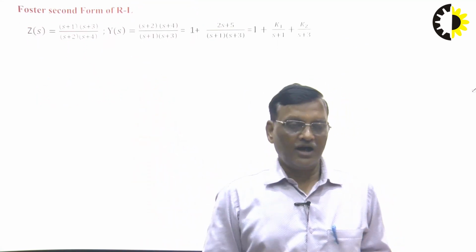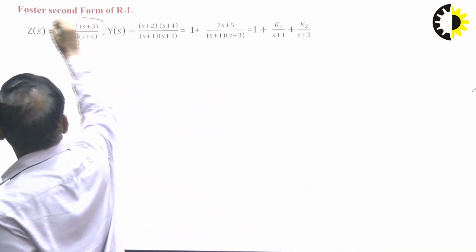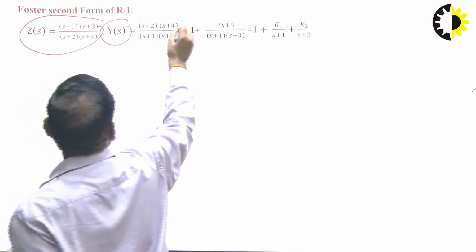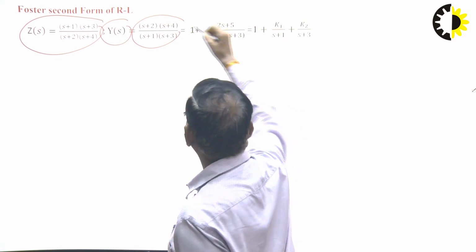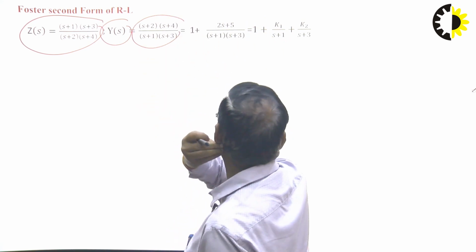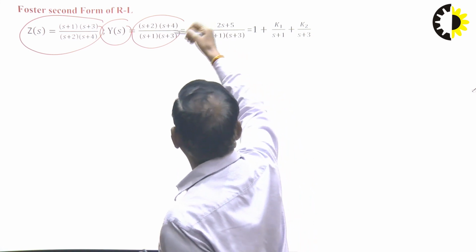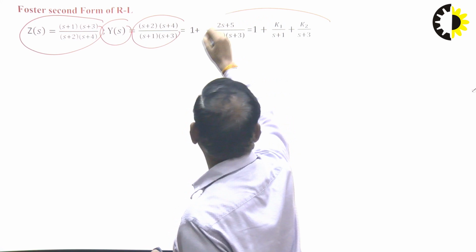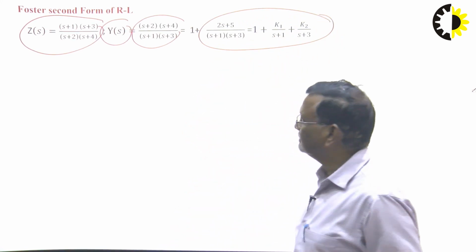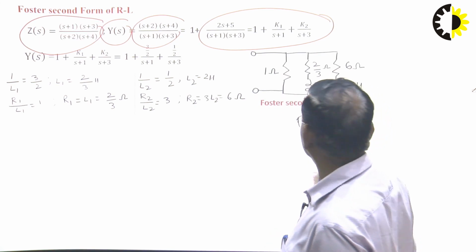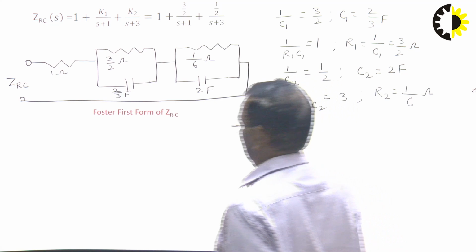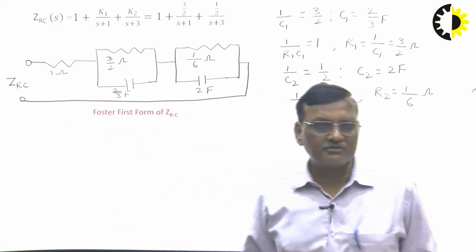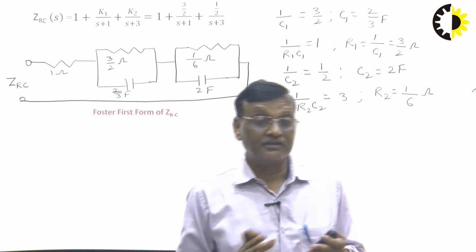Foster second of RL. So this is the given function, this is the YS. Carry out the partial fraction expansion. Before carrying out, the degrees are the same, so divide the numerator polynomial by the denominator to make the function proper, and then carry out the partial fraction expansion, and you can get the values of K1, K2. So this is the Foster second of RL, and similarly we can have the Foster first of the RC. So these numericals or problems can be solved in 3 different ways if nothing is mentioned.